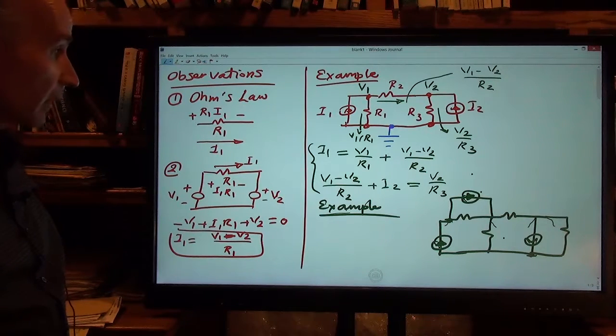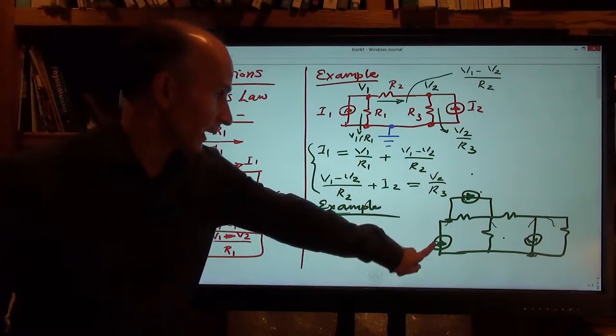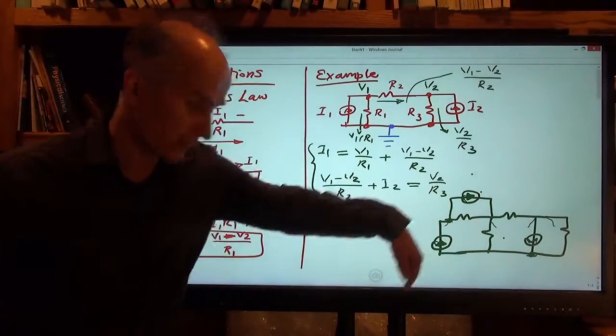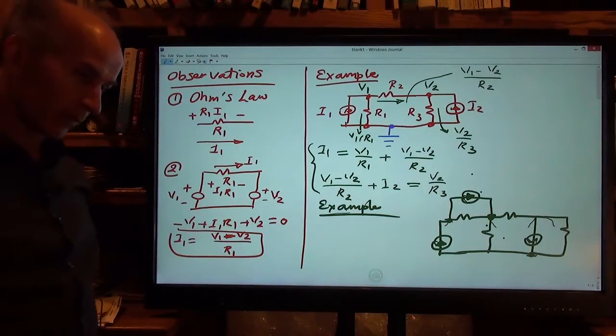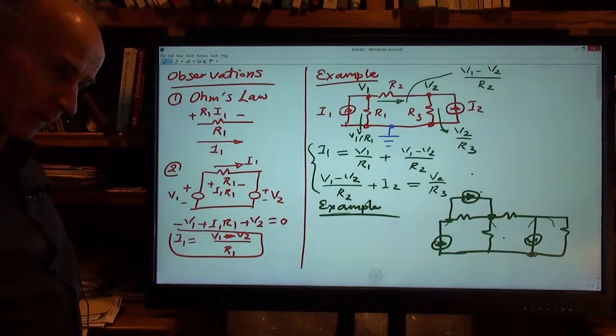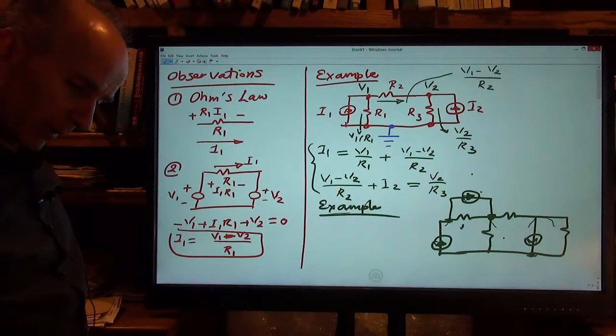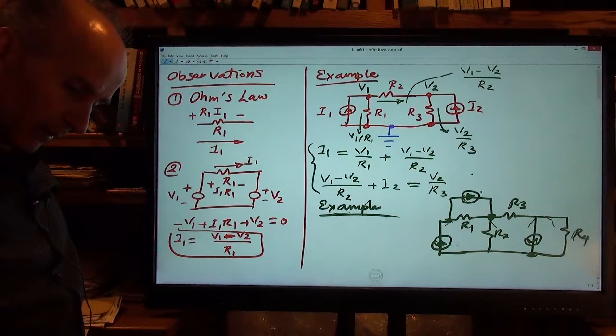I hope my arrows are legible. So this is pointing upward, this is going from left to right, and that's pointing downward. Okay. And I just labeled these R1, R2, R3, R4, I1, I2, and I3.